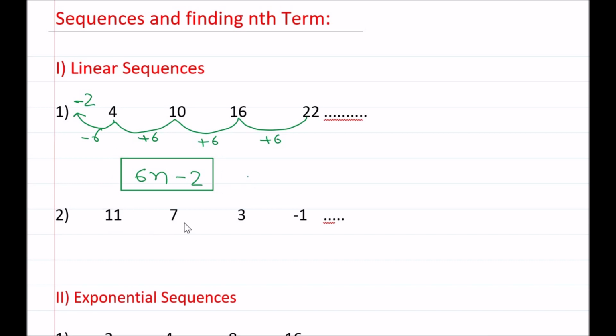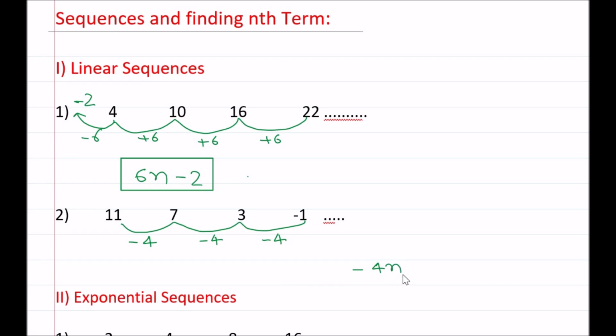Let's take another sequence which is a decreasing sequence. These linear sequences are also called arithmetic sequences because the same quantity we are adding or subtracting to get the next term. Now let us see what is being done here to find the next term. 11 to 7, 7 to 3, 3 to minus 1. So what is happening actually? Subtracting 4 from the term to get the next term, right? So your nth term is here minus 4n.